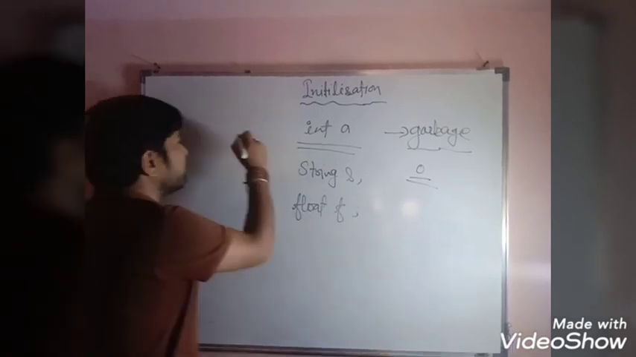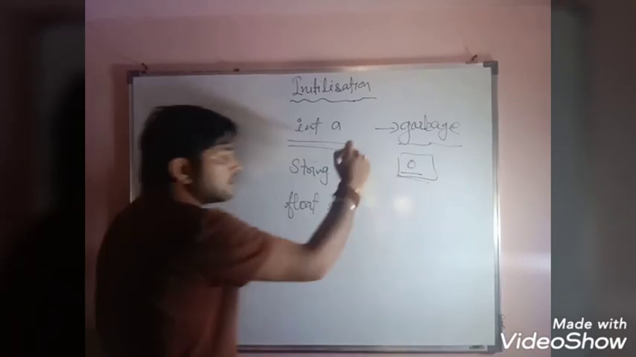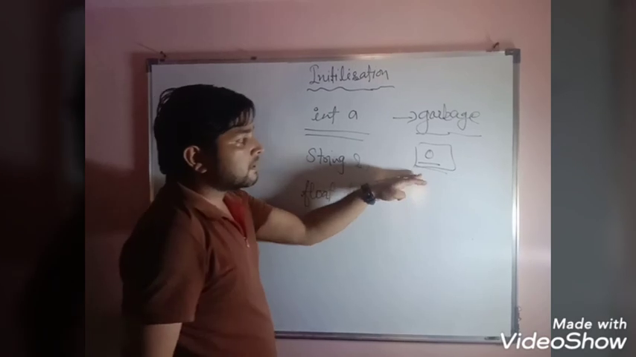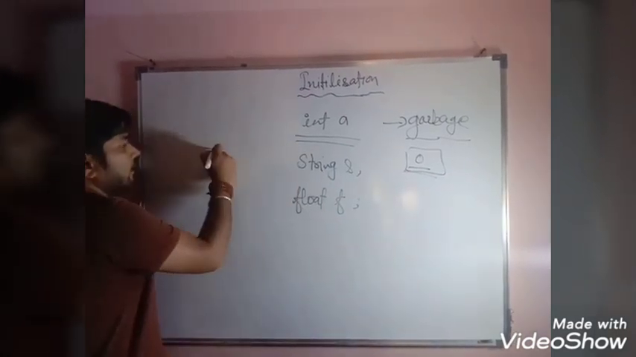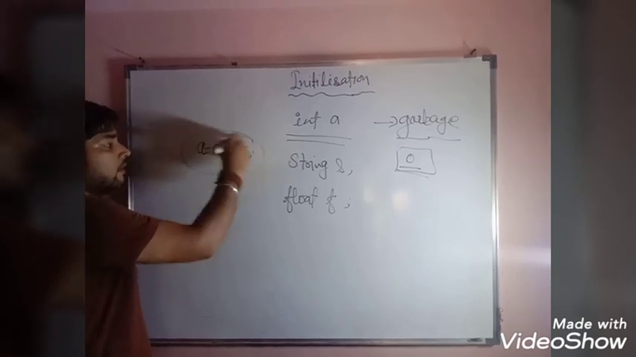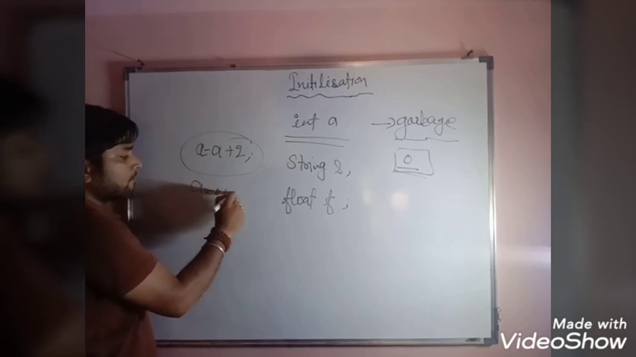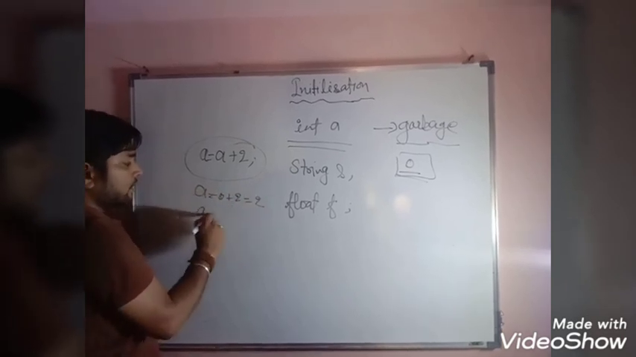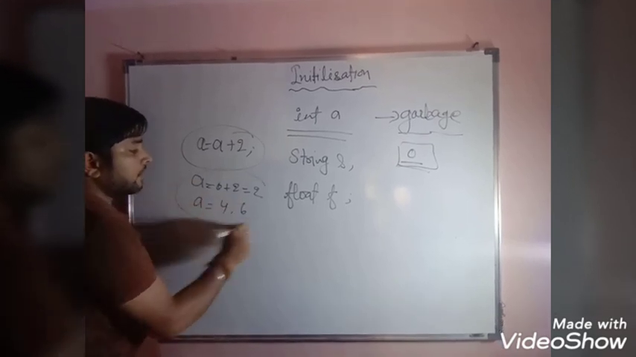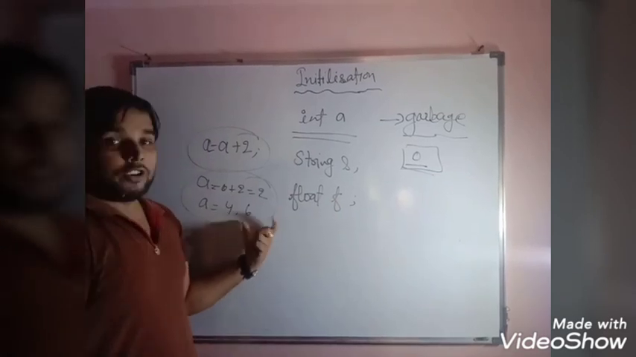For example, if you want to print odd numbers and the garbage value is 0, and I am giving the logic a equals a plus 2, what will be the answer printed? 0 plus 2 is 2, 2 plus 2 is 4, 4 plus 2 is 6. It will print even numbers. So this will make an error in your logic.